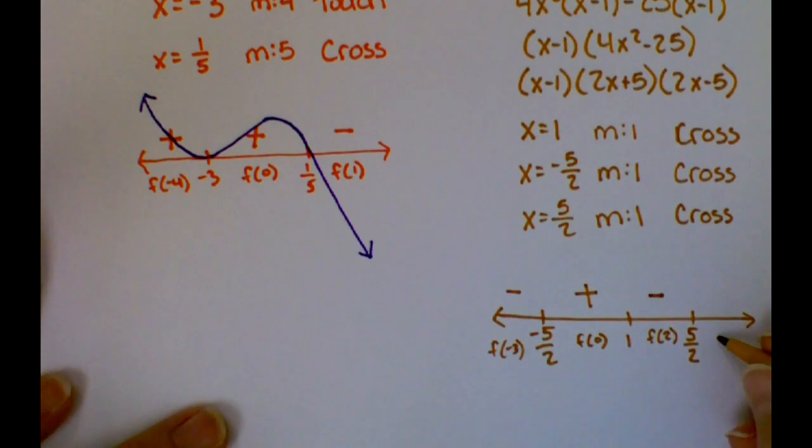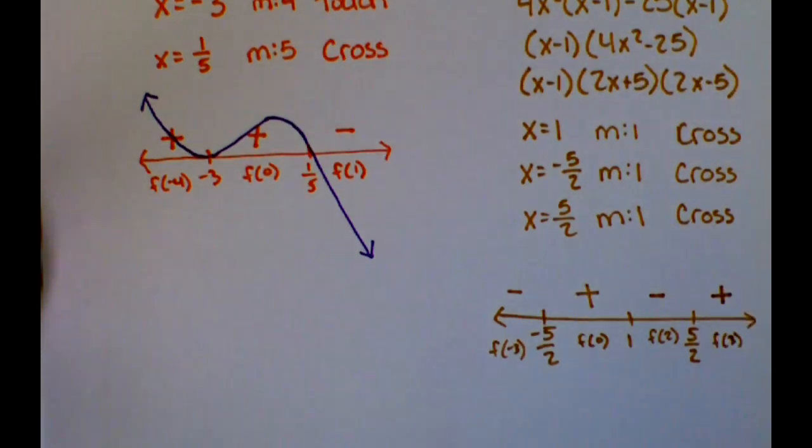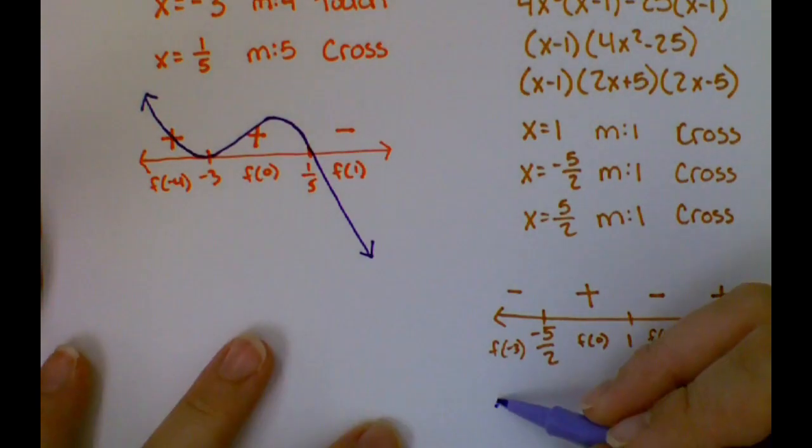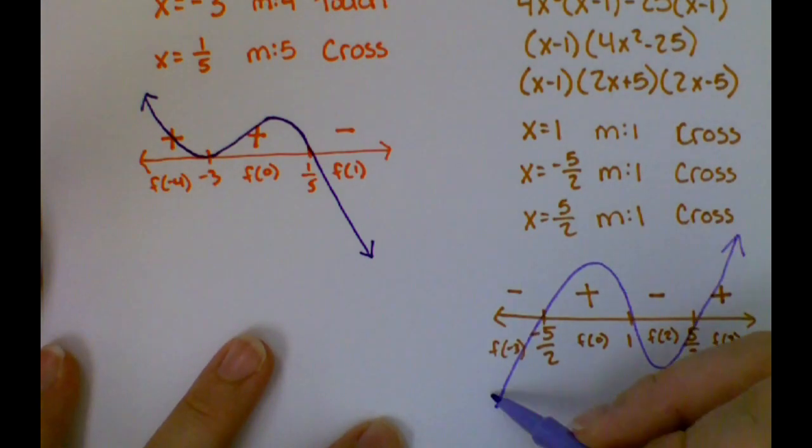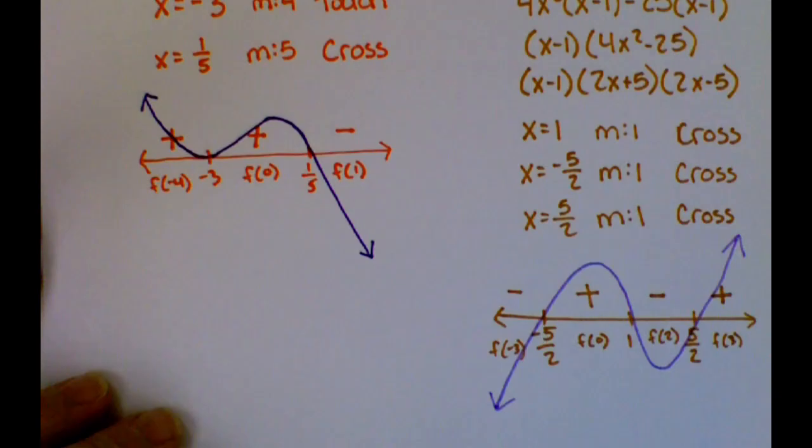And something bigger than 5 over 2, I'm going to go with 3. I get a positive, positive, positive. We're positive in that part. So what that means for my graph is that we're negative, positive, negative, positive, something along those lines for my graph.